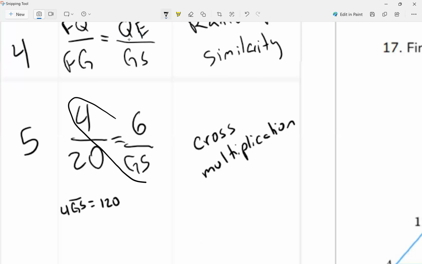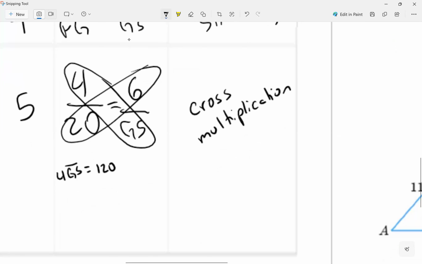All right, I went 4 times GS. So that's what gave me 4 GS. It's equal to 20 times 6. And then let me divide both sides by 4. So I'm dividing the same thing on both sides. I'm dividing both sides by 4.